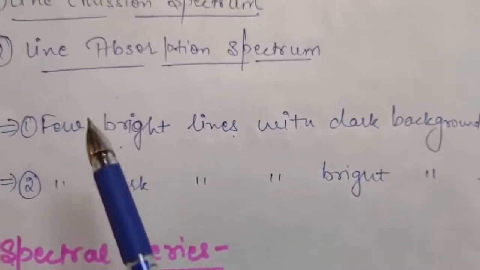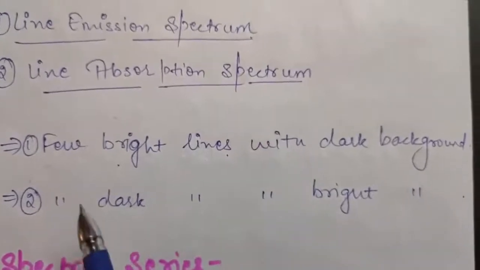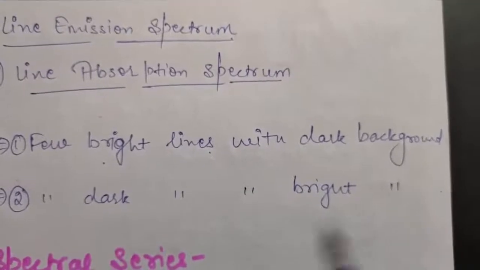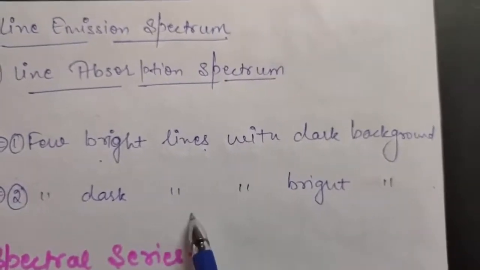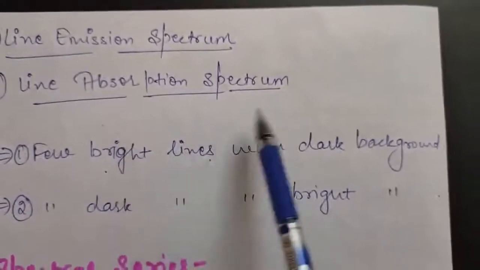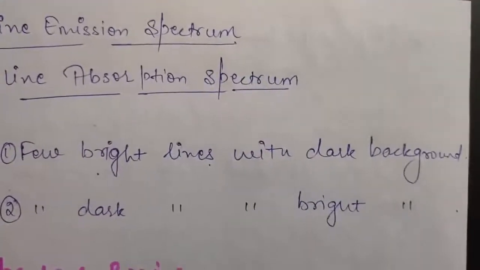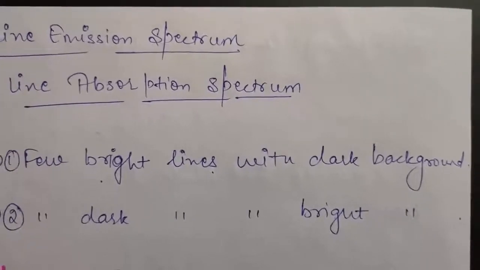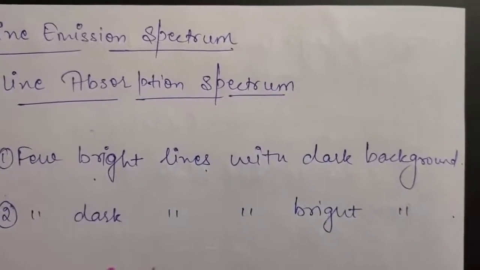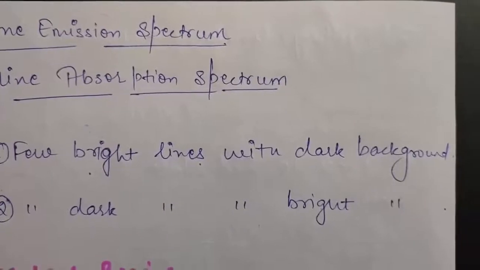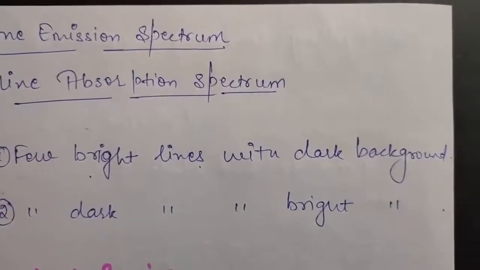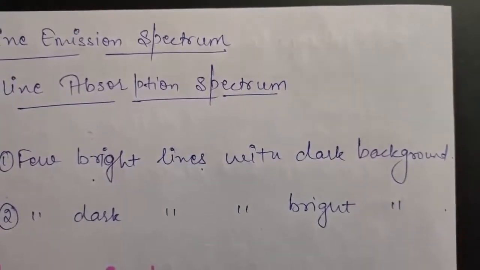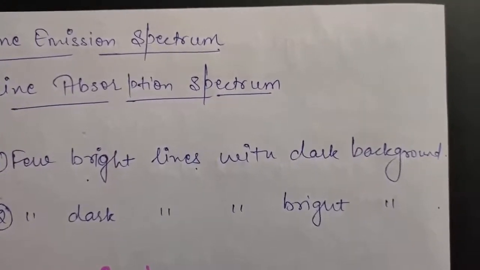Now if you talk about line absorption spectrum, in that a few dark lines will be observed with a bright background. Obviously, dark lines will signify those electromagnetic radiations which are being absorbed. Okay, so there were various spectral series that were seen. A spectral series is nothing but a group of various lines. There were normally 5 series which were seen, that is Lyman, Balmer, Paschen, Brackett and Pfund. We will be studying about all those series in Bohr's model.